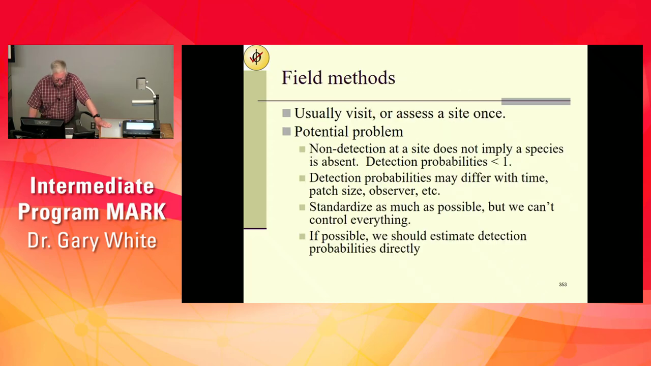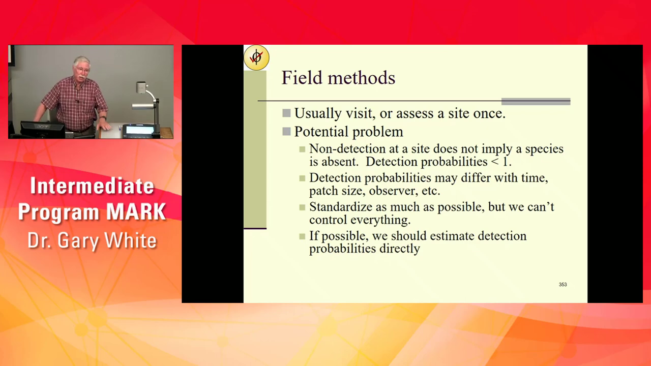Field methods: usually the visits or access a site at least once, but more often if you want to do a good occupancy survey. You can't estimate detection if you only survey each site once. You've got to survey most of your sites multiple times in order to estimate detection probabilities, just like in the capture-recapture business.